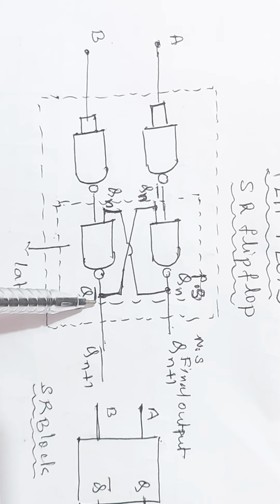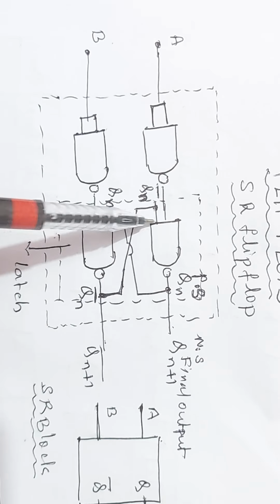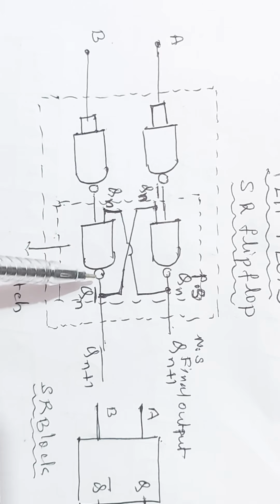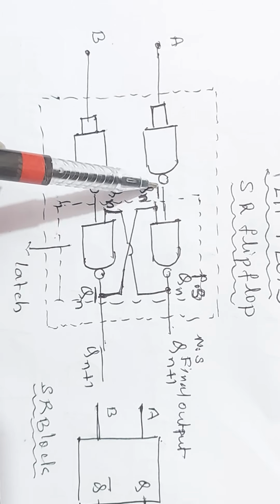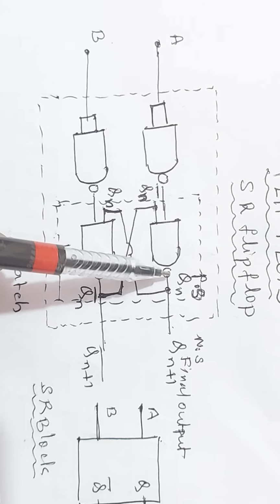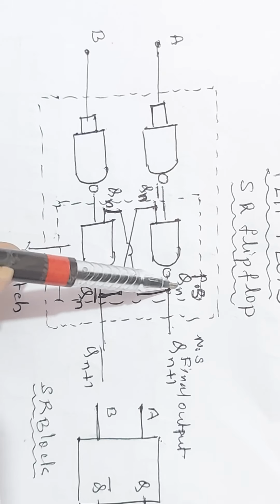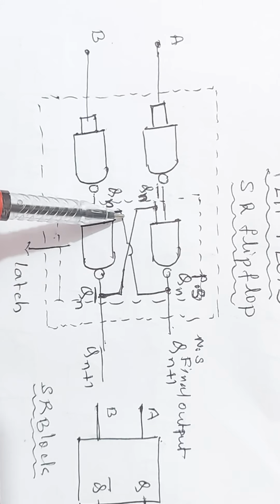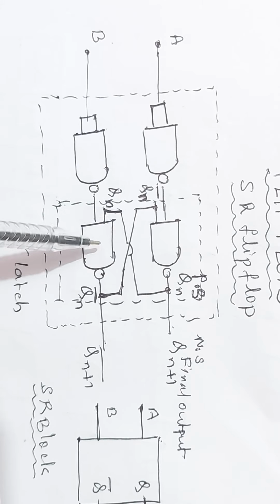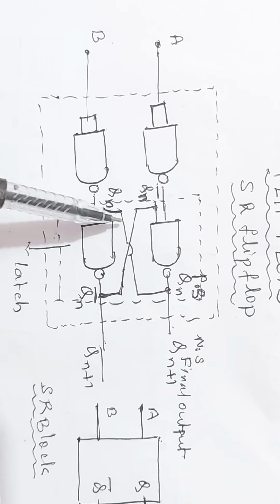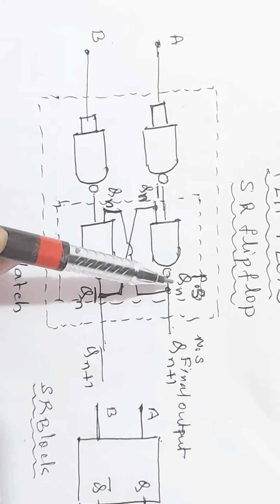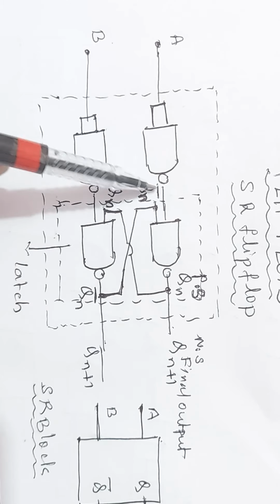Since the output Qn bar is fed back to the input of this gate, the input of this is Qn bar. Here the output from this, that is Qn, is taken and applied to the input of this. Therefore, this input is Qn. This input of this gate is Qn bar. The input for this NAND gate is Qn. It is fed back like this.